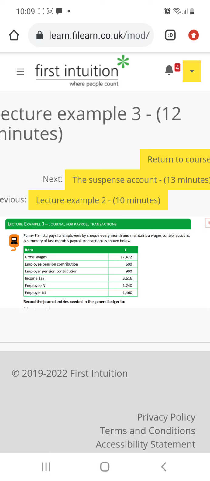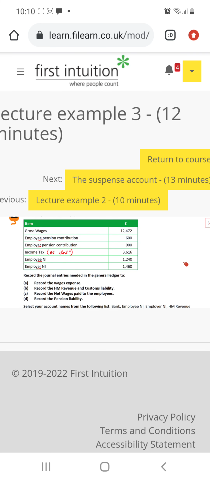So we've got our gross wages. Just note this time, in terms of pension contributions, there are both some from the employee and some from the employer, so we've got two lots of pension contributions there. There is some income tax, which remember will be an employee deduction. That's the sort of thing that will come off the employees. And then they've given us both employee and employer national insurance. So we've got to do the journals for this.